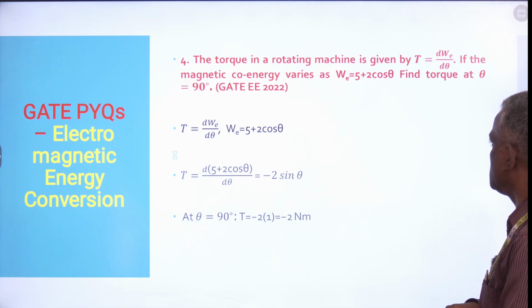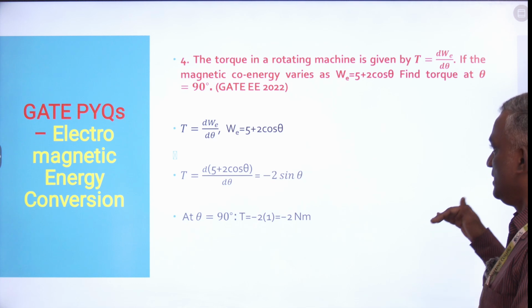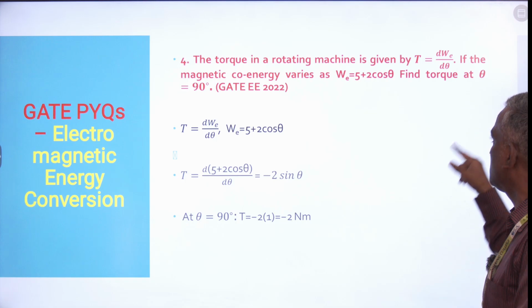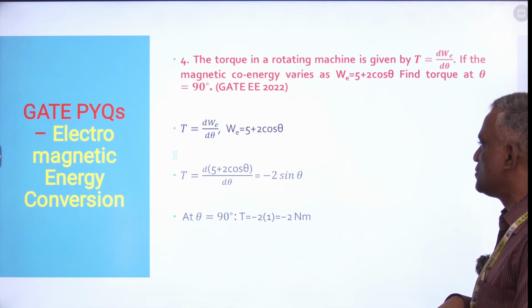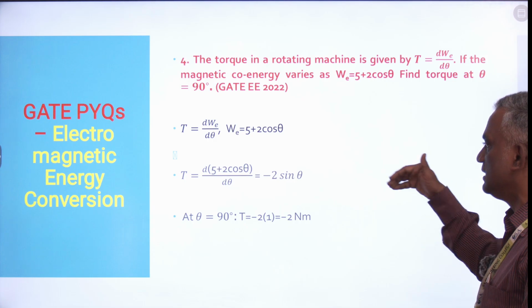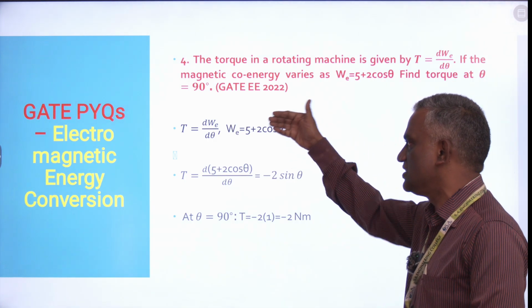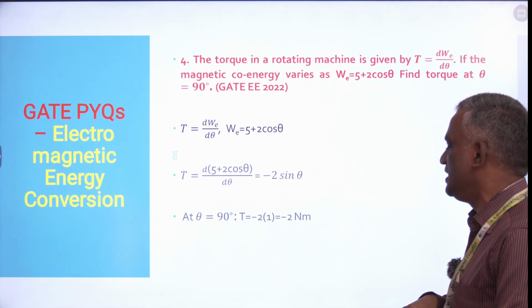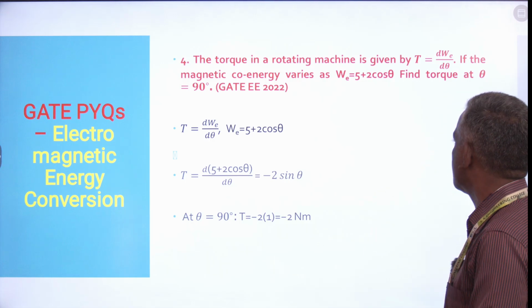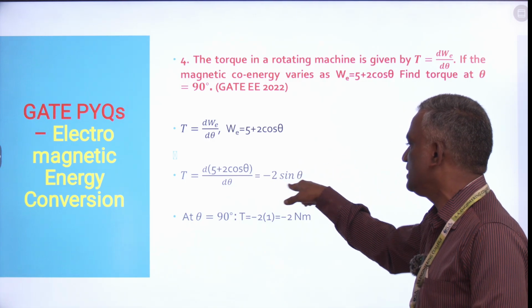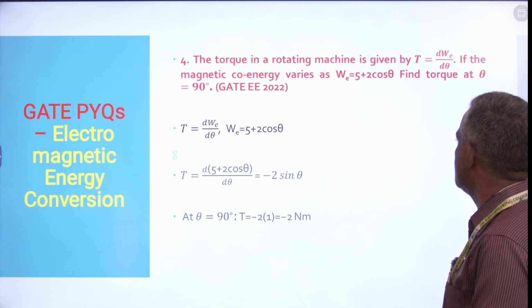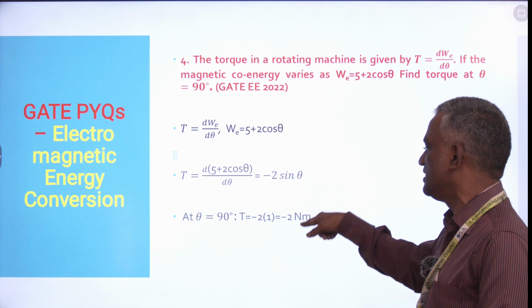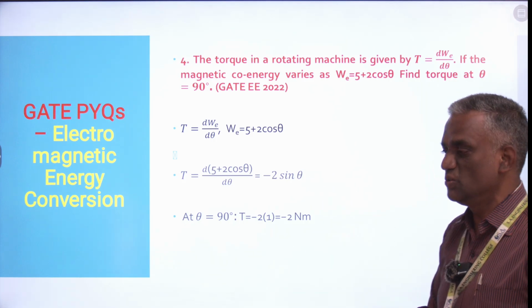So what was given in the problem? The co-energy is going to vary. In that situation, the question is the torque at theta equal to 90 degree. So I took the formula for torque, differentiated the energy with respect to theta, and substituted WE, which has been given in the problem. If it were simply torque, I could leave it here itself as minus 2 sin theta. But here the question asks for the torque at theta equal to 90 degree. Substitute theta equal to 90 degree, and we get minus 2 times sin 90, which is minus 2 Newton meter.